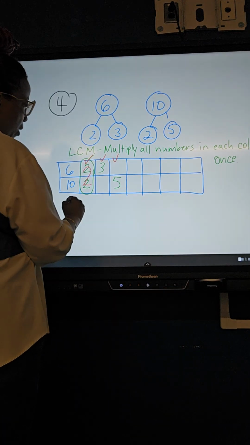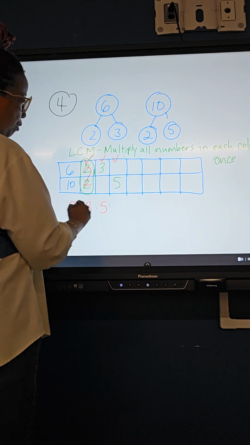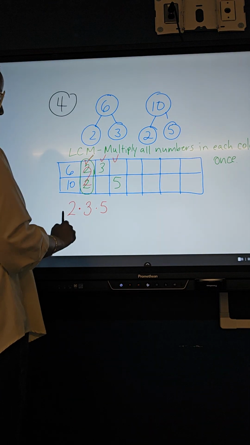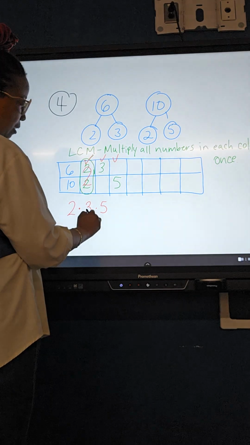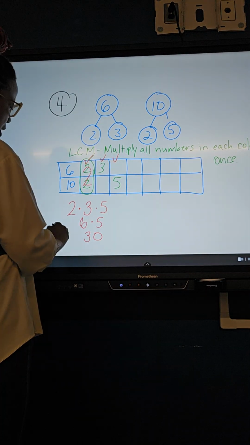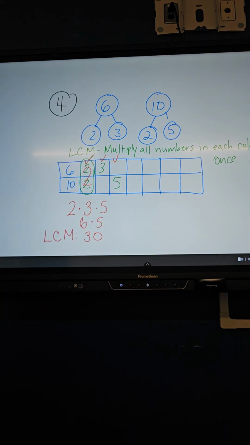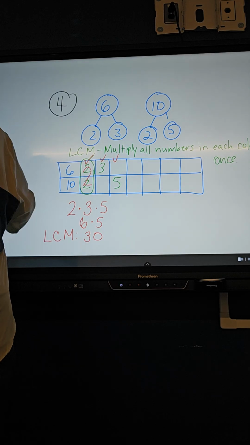So now we multiply 2 times 3 times 5, because that's the number in each column. 2 times 3 is 6. 6 times 5 is 30. So my least common multiple for 6 and 10 is 30. Okay, moving on. I want to get finished.